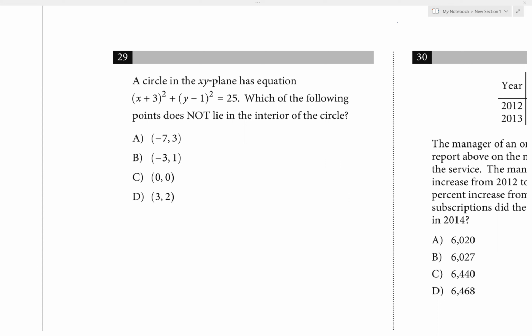So for this one, we could do it graphically, right? We could draw the graph of the circle. We know from the equation the center of the circle is (h, k), so we look at the numbers in the parentheses and make them opposite. So the center of the circle should be (−3, 1). And 25 is r squared, so the radius should be 5.